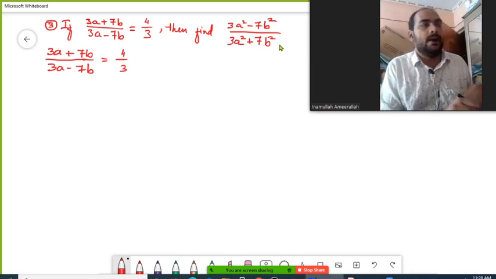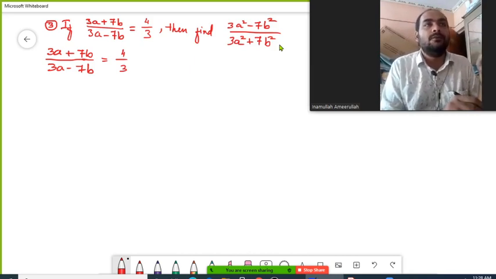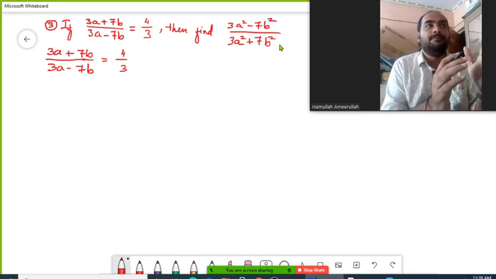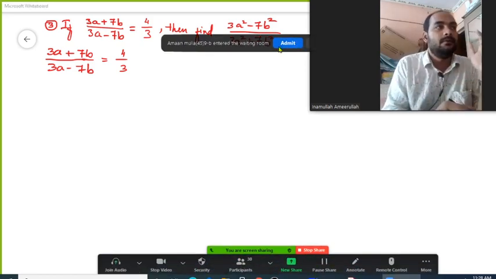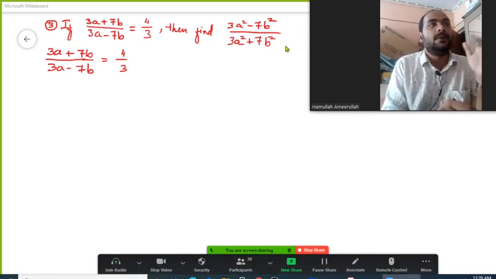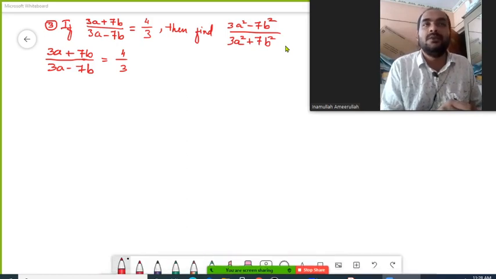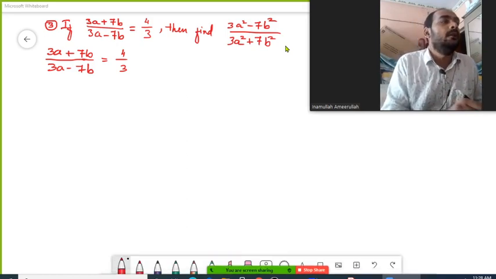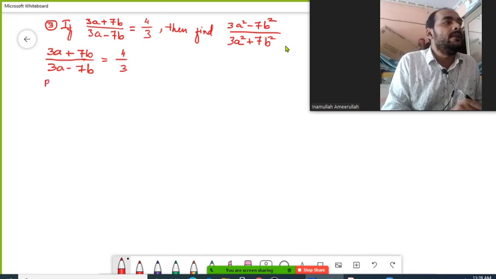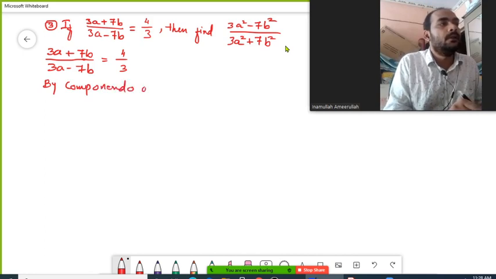We will use this information and perform componendo and dividendo to find the values of a and b. Once we get the values of a and b, then we can find out the value of 3a² - 7b² and 3a² + 7b². So I am going to do componendo and dividendo.